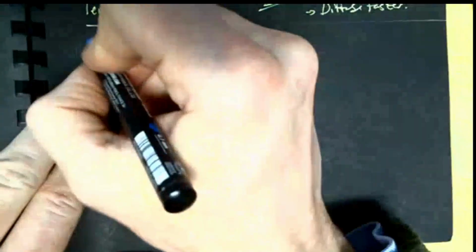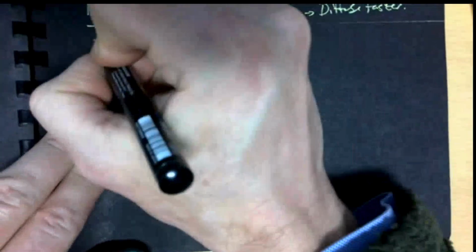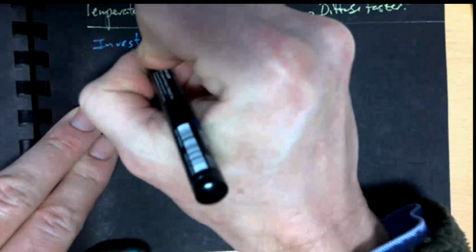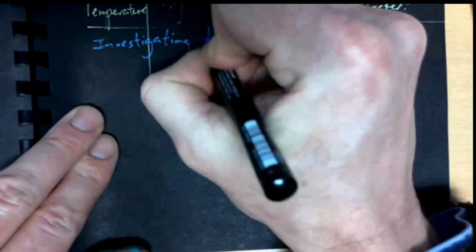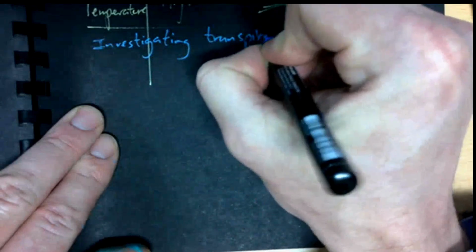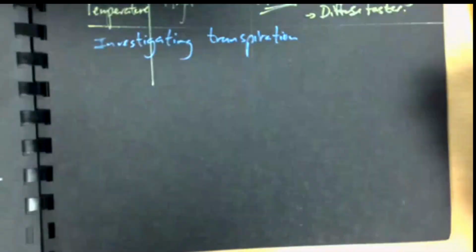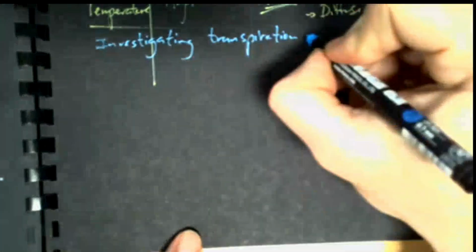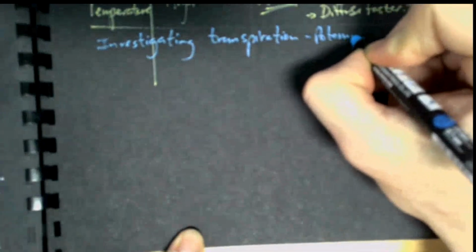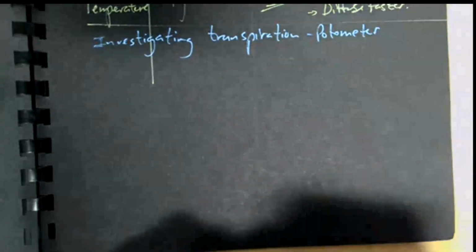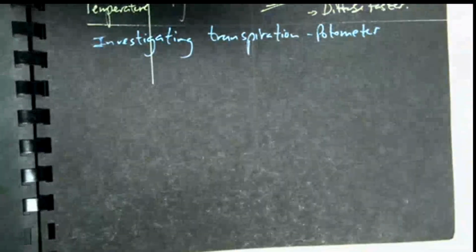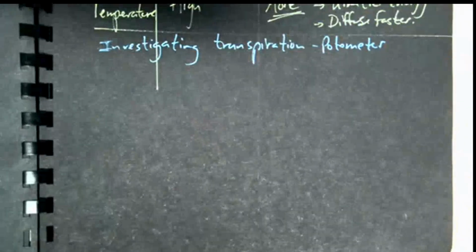And this is going to be a very rough sketch, and I highly recommend you go away and research this practical a little bit yourself. But we can actually investigate transpiration, investigating transpiration using a special piece of equipment called a potometer. It sounds fancy, and certainly when you look at the setup, it looks a bit fancy, but it is a relatively simple idea.